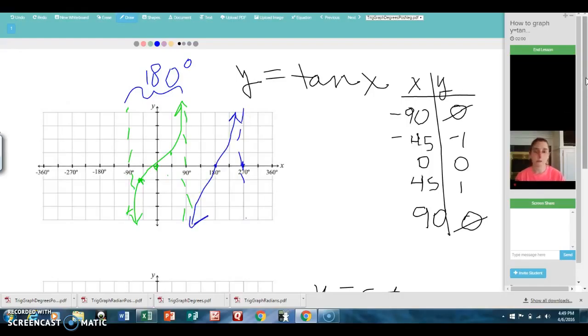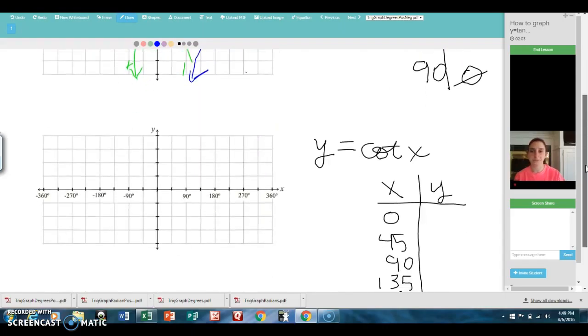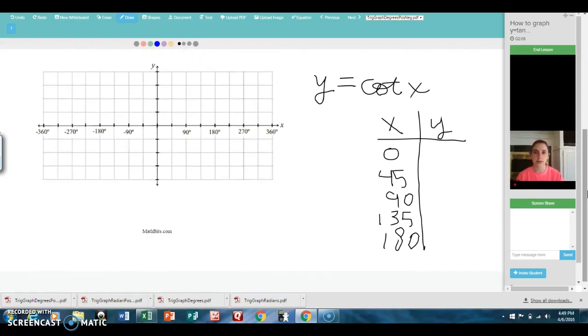All right, now let's take a look at the parent graph for cotangent. Here's my t-table again. The cotangent at 0 is undefined because it's cosine over sine, and the sine is 0 there. So let's put in that. Same thing's going to happen at 180. The cotangent of 45 degrees is 1, and we'll have 0, and we'll have negative 1. All right, so at 0 and 180, I'm going to put in my vertical asymptotes. Here we go.